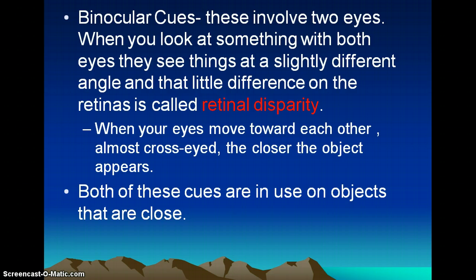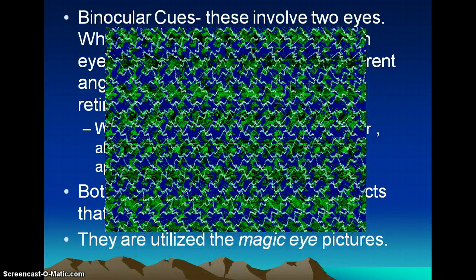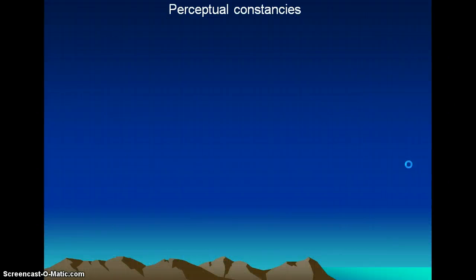So my finger's right in front of me. I can see the texture, I can see all this different stuff. They're utilized in these magic eye pictures where you stare at things like this. They're computer generated, and after a while you can see a picture. I think this one is supposed to be a couple of dolphins jumping through a hoop.